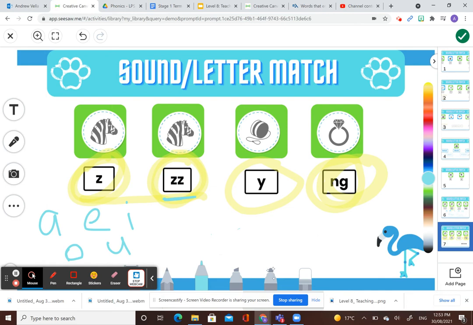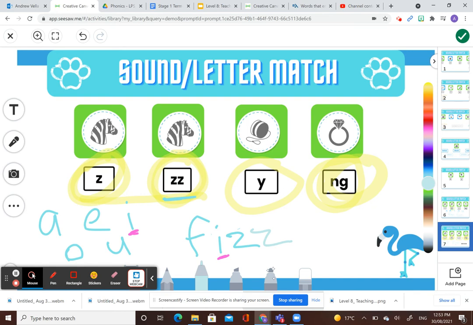So, for example, let's say the word is fizz. I'm going to sound it out and go f-i-z. Now, because I have used a short vowel sound and there is z right afterwards, I need to double that consonant there. Fizz.